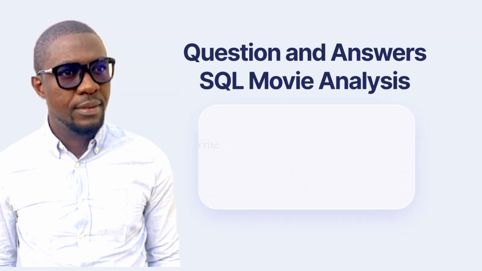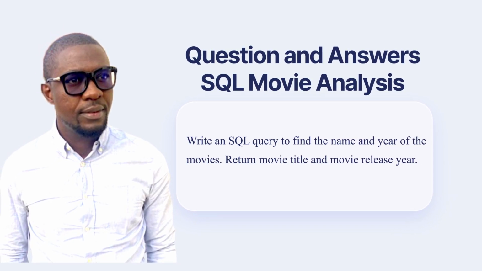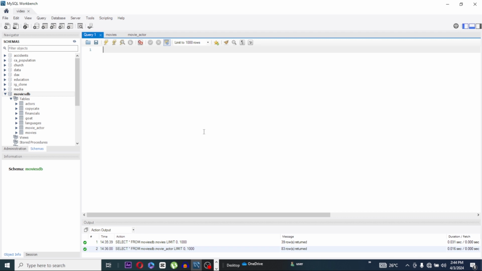Okay, so our first question is this. Write an SQL query to find the name and year of the movies. Return movie title and movie release year. So what they want us to do is to use our select command to extract our movie title and release year. So it means we are selecting by column, not all. We should select our movie title and our release year and bring them out.